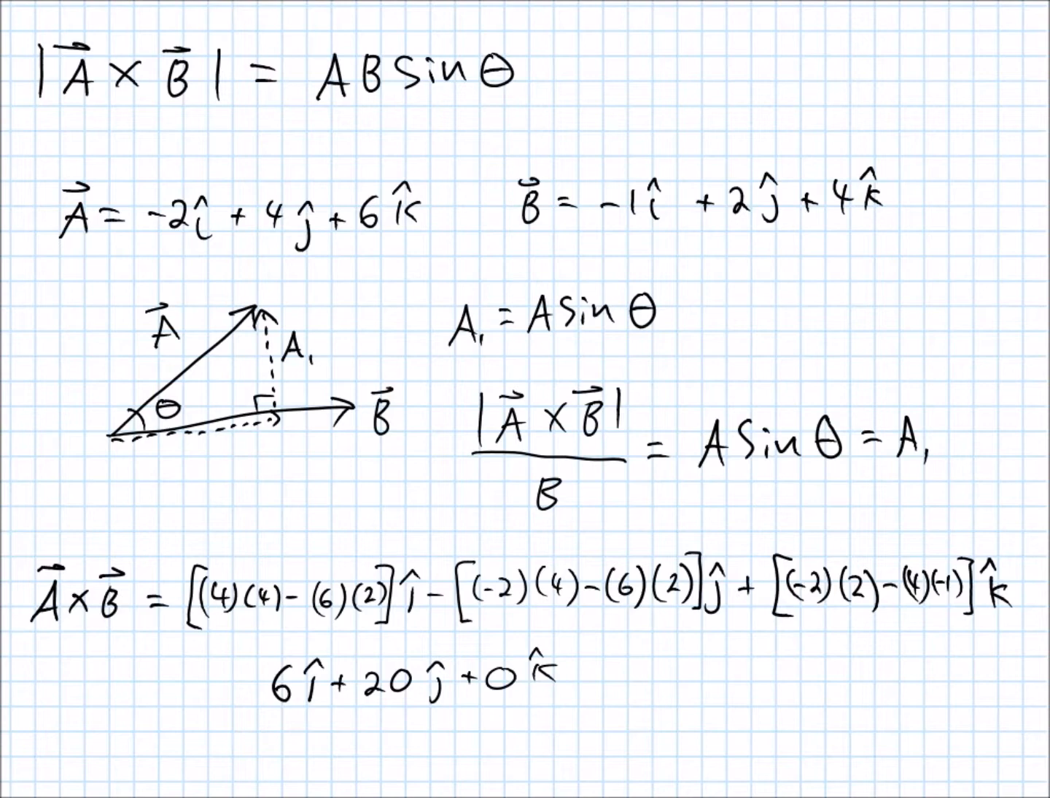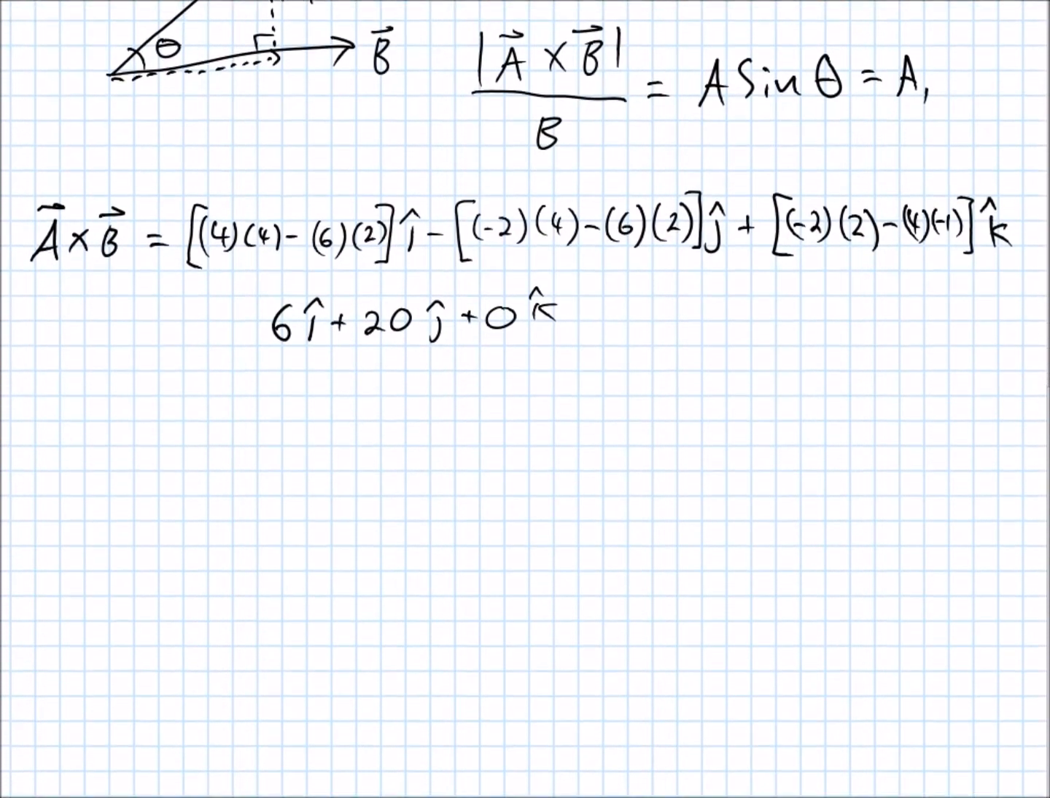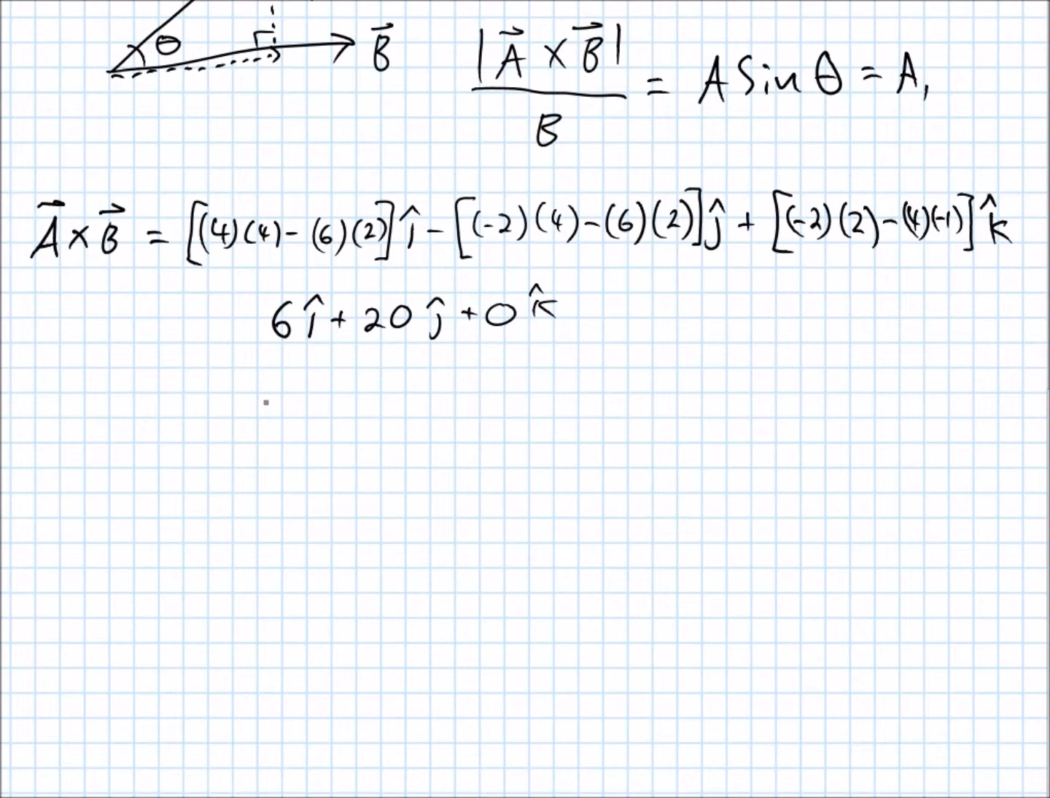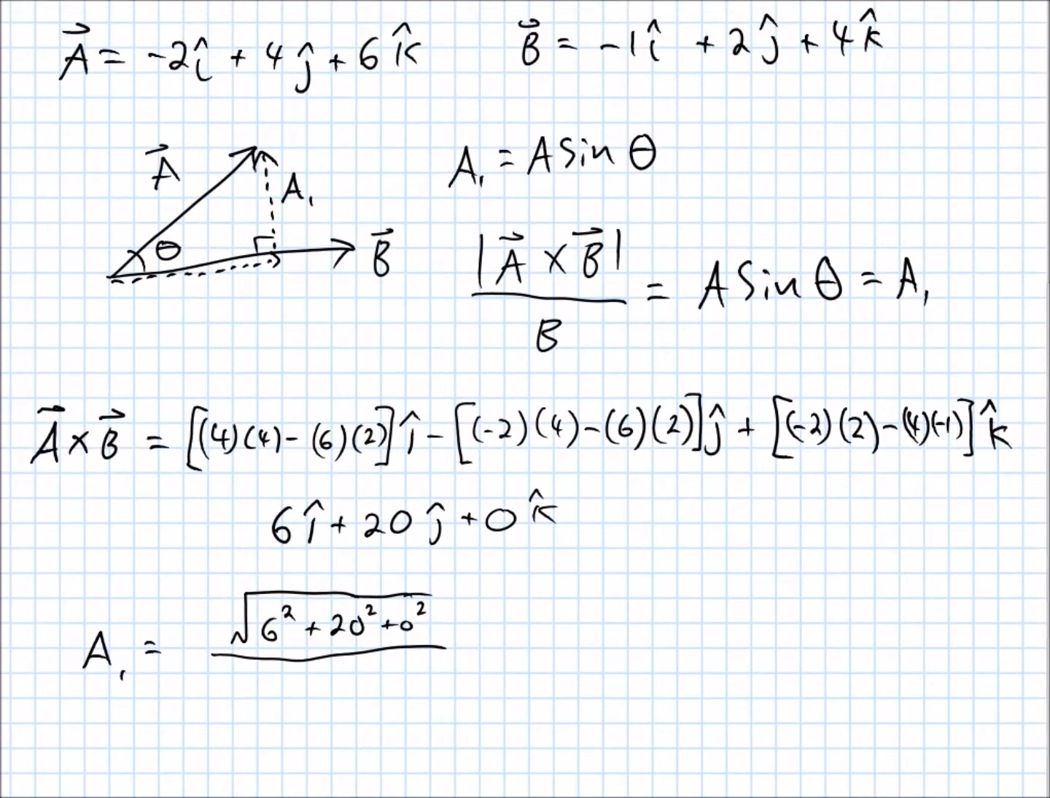So this is A cross B, but what we want is the magnitude of A cross B, right? So the magnitude of this vector, or rather, let's just continue solving. So A1 is the magnitude of the cross product divided by the magnitude of vector B. So the magnitude of this vector is the square root of 6 squared plus 20 squared plus 0 squared, if you like, though of course it's unnecessary, divided by the magnitude of vector B, which is the square root of, looking up at vector B, negative 1 squared plus 2 squared plus 4 squared.